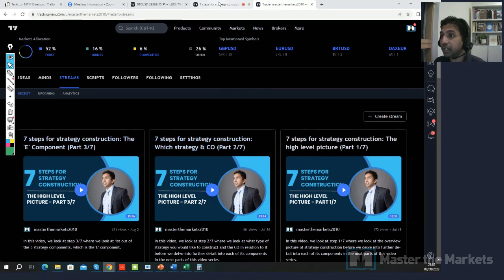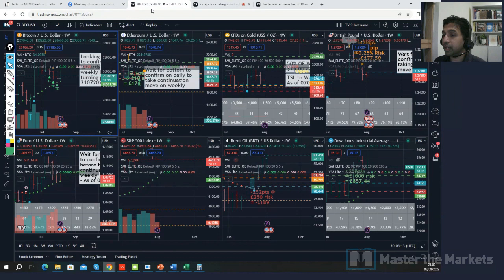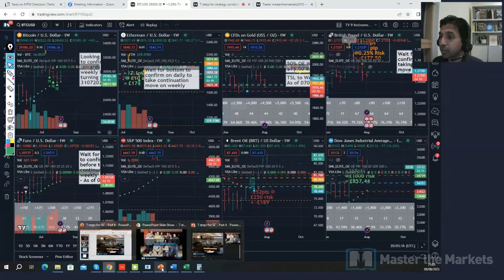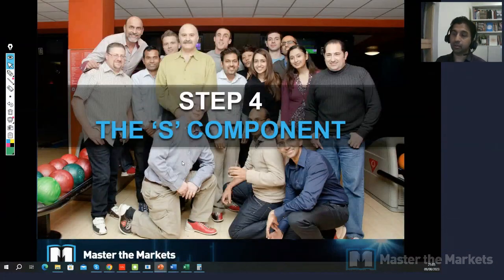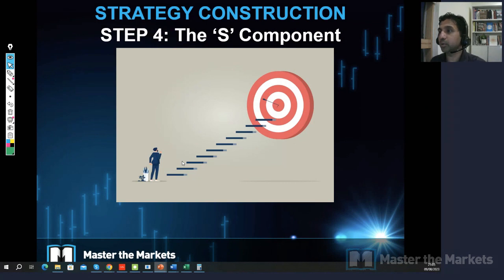Now, today what we're going to be taking a look at, traders, is the S component. Now, what is the S component? The S component, traders, is basically the stop loss section, the stop loss section in your strategy rules script sheet. That's what it's about.